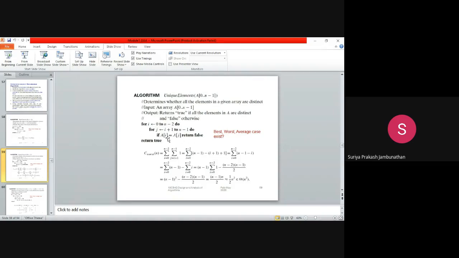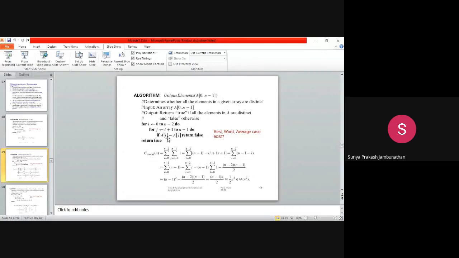What is the value in A of 1? We are having 10. A of 3, what are we having? 20. So both are not matching, the condition is false. Again it will go here, and now it will increment the value. What value previously were we having? 3. Now it's 3 plus 1, 4.